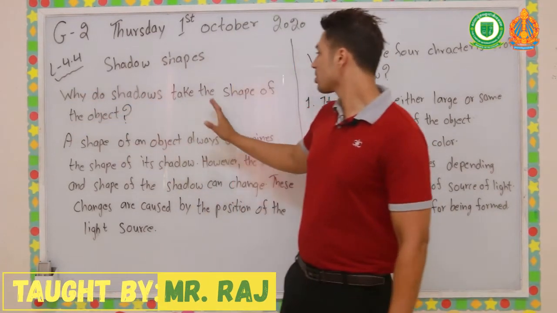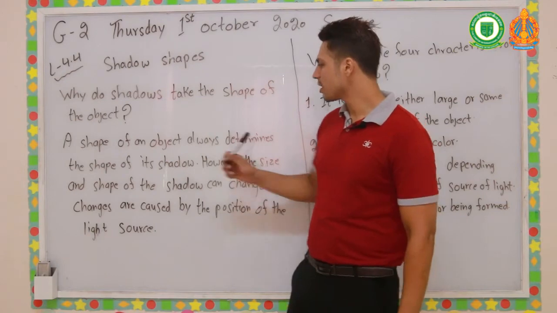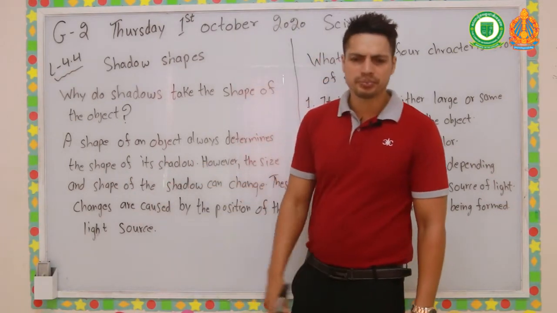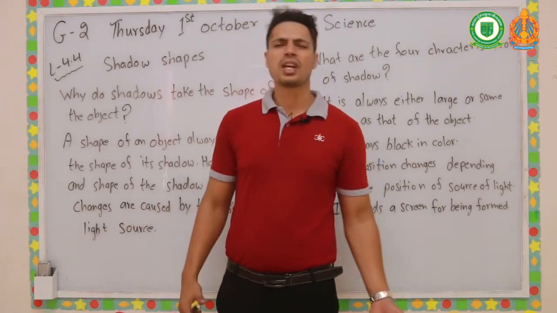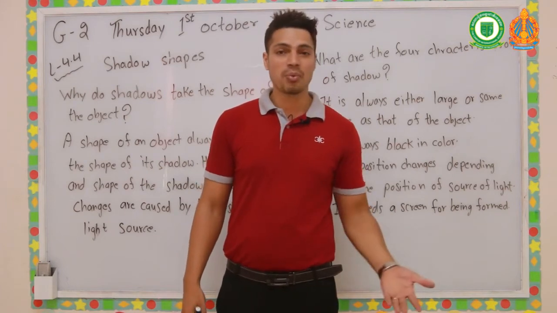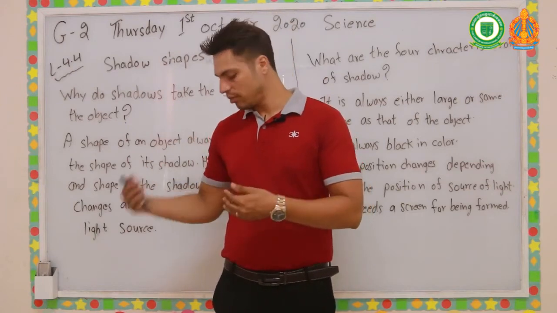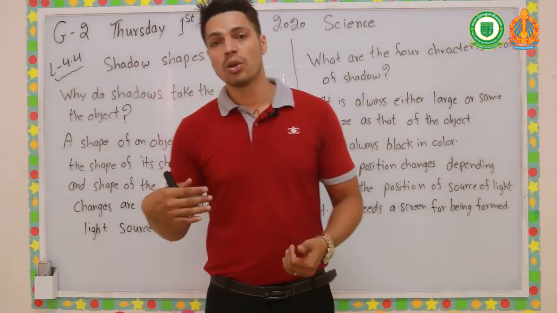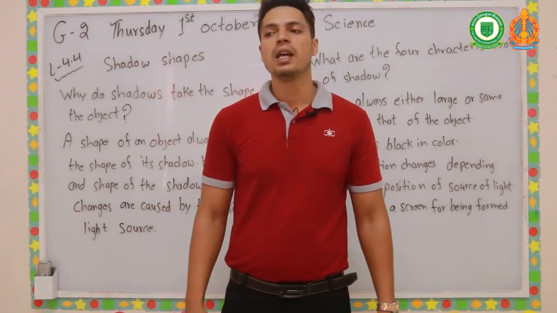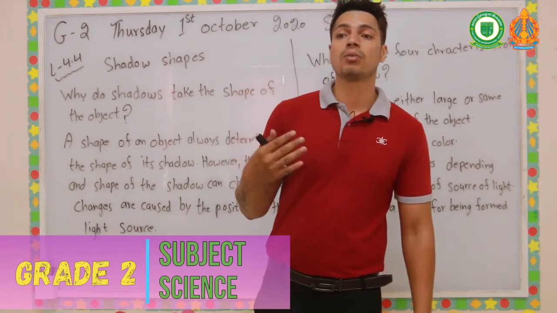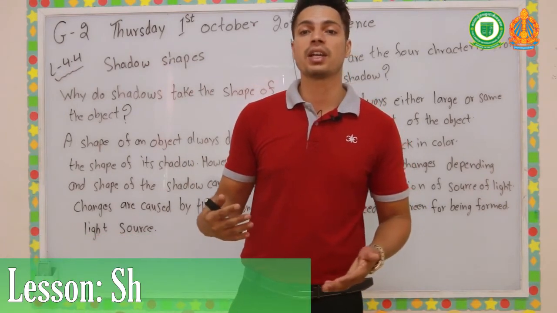Before I give you homework, I'll explain it one more time. Why do shadows take the shape of the object? The shape of an object always determines the shape of its shadow. If you place a water bottle in front of a source of light, the shadow will be formed in the shape of the water bottle. Like we human beings, when the shadow is formed, we can see ourselves like a human being, and hands moving in the shadow, but we cannot see eyes, nose, and other body parts.